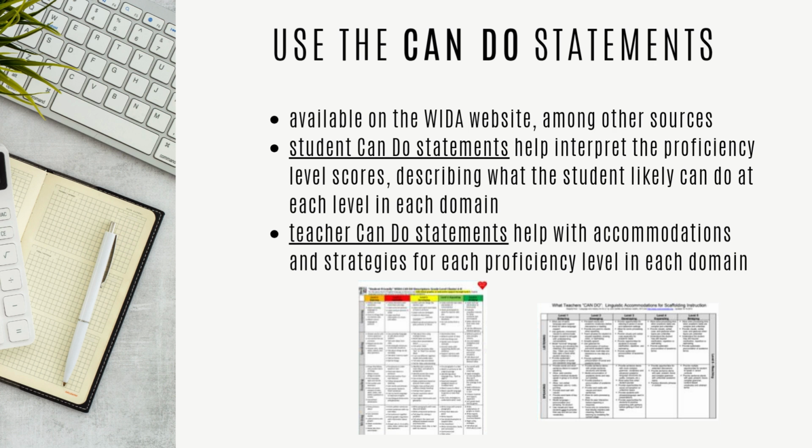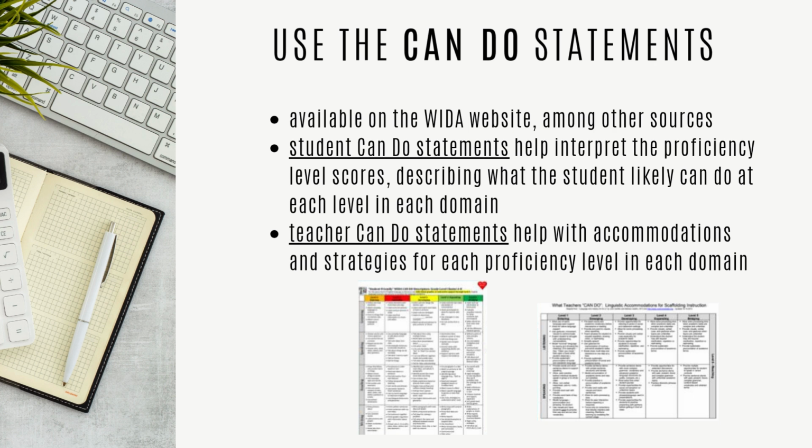The can-do statements are very helpful. They are available on the WIDA website, and they are also available from other sources in different formats. The student can-do statements are shown on the left, and again, I know this screenshot is too small for you to read, but you'll get the idea. These can-do statements are the best tool to interpret the proficiency level scores, describing what the student likely can do at each level in each domain. So we have the domains going down and the levels 1, 2, 3, 4, 5 going across the top.